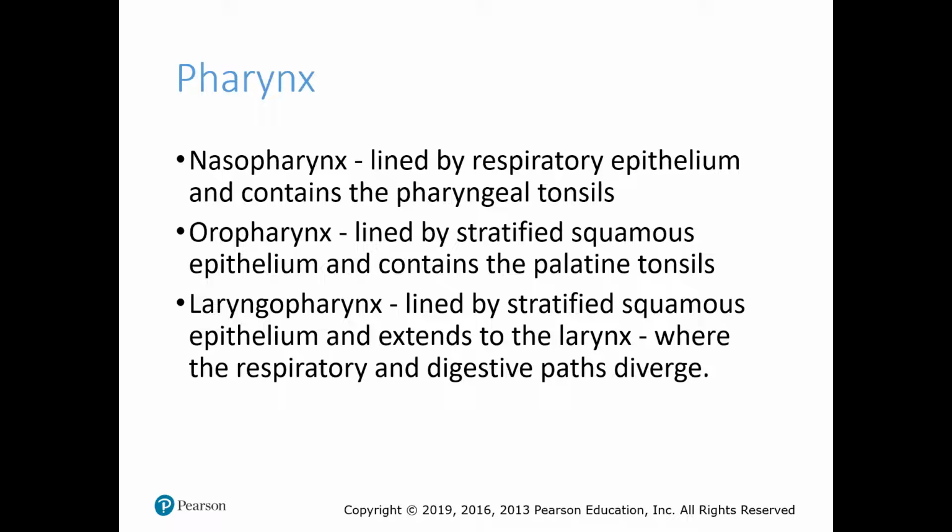The nasopharynx is lined by what we call the respiratory epithelial cells. Only the olfactory epithelial cells detect odors. Respiratory epithelial cells are just those ciliated columnar epithelial cells, pseudostratified. We do have a set of tonsils in the nasopharynx called the pharyngeal tonsils.